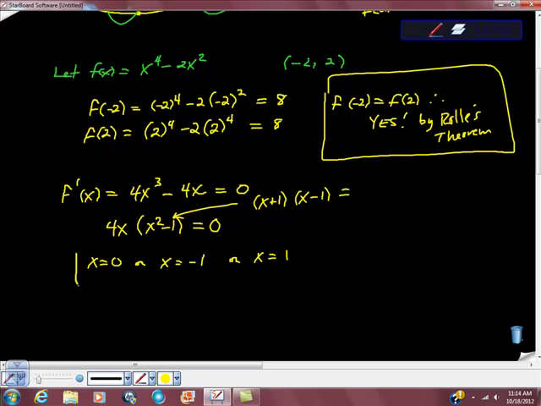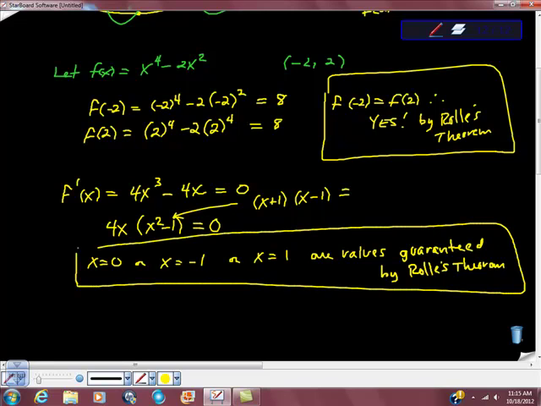So here are my guaranteed values. So I'm going to say that x is equal to 0, x is equal to negative 1, or x is equal to 1 are values, because I'm holding my reader's hand for this AP exam because I want to help them to give me the points I deserve, are values guaranteed, because that's their word, guaranteed by Rolle's theorem. And then I'm going to circle that answer.